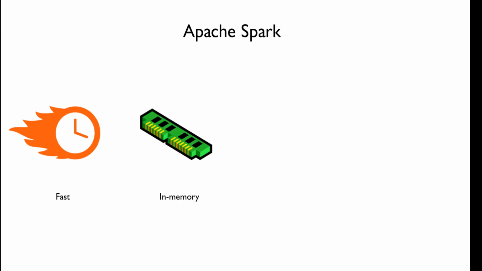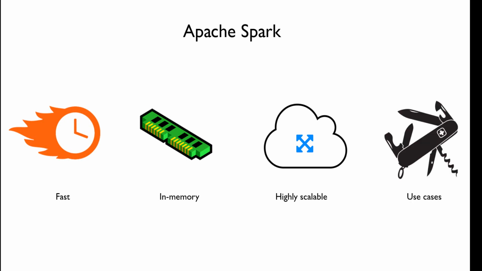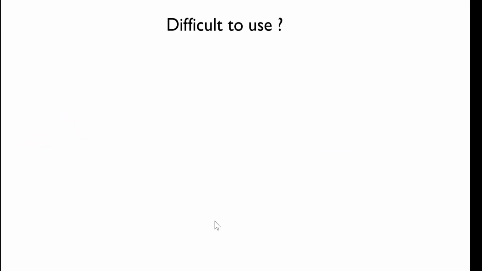unstructured data. The in-memory engine can run workloads up to 100 times faster than Hadoop. A highly scalable architecture allows it to run on 100 or more machines and process terabytes of data in parallel. A variety of use cases: batch processing, stream ingestion, machine learning, and advanced analytics. And now let's see together if Apache Spark lets us find the solution for the traditional ETL.